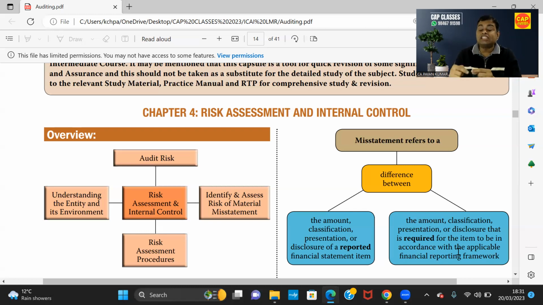So how it is to be shown, whether it is shown in the manner or not. So you take amount, measurement, the classification, presentation, disclosure. These 4 things, how they are required to be reported, how they're required to be given, and how the management has given that actually in the financial statements. If they are same, there is no misstatement. If they are not the same, then there is a misstatement.